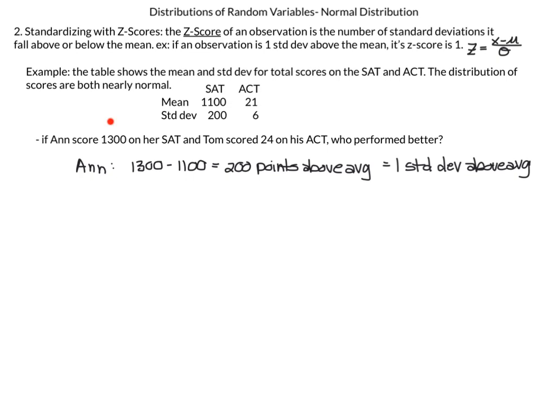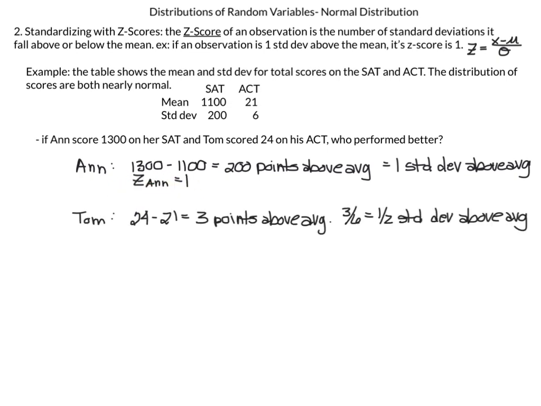So she scored a 1300 minus the mean, that's 1100. So that's 200 points above the average. We see that the standard deviation is 200 points. That means she scored 1 standard deviation above average. So her z-score, z of Anne, is going to equal 1.